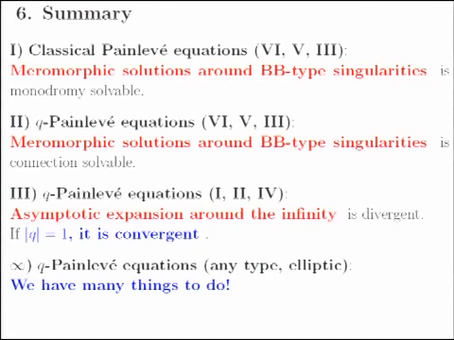Okay. So the summary is, classical Painlevé equations have a meromorphic solution around a Riebeck type singularity, and this is meromorphic solvable. In the same way, q-Painlevé equations, the 4, 5, 3 cases, have a meromorphic solution of Riebeck type singularity. It's also connection solvable. In the q-Painlevé equation case 1 to 4, I don't have the connection data, but the symmetric expansion into infinity is divergent. But if the norm of q equals 1, it is convergent.